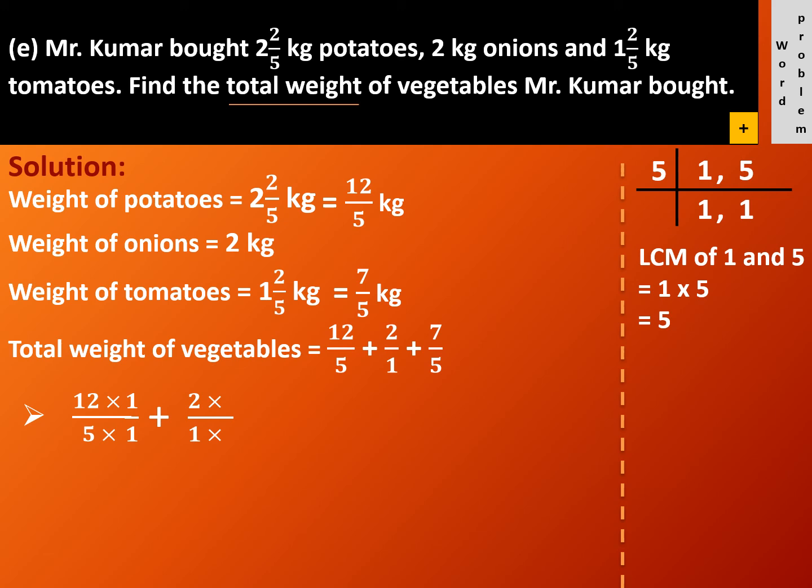So which digit will you multiply to bring 5 in the denominator? Yes, the answer is 5 because 1 5s are 5. So we multiply numerator and denominator by the same number 5. Then write the plus sign as it is. Our third fraction is 7 upon 5.